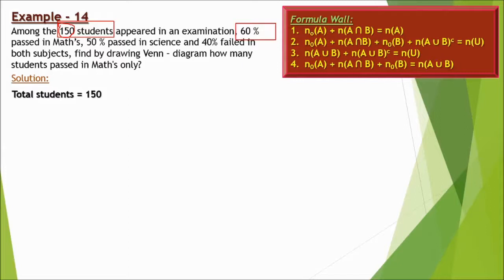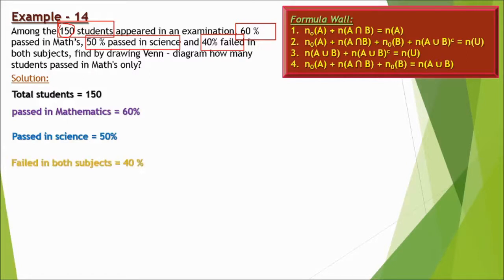And how to convert it into a number? Let's see. Passed in mathematics is equal to 60%. Now let's write in percent right now. And 50% passed in science. So passed in science is equal to 50%. 40% failed. We are talking about pass, and if failed comes, then it is the complement. It is outside of the circle, outside of the ring. 40% failed in both subjects. That means failed in both subjects is 40%.